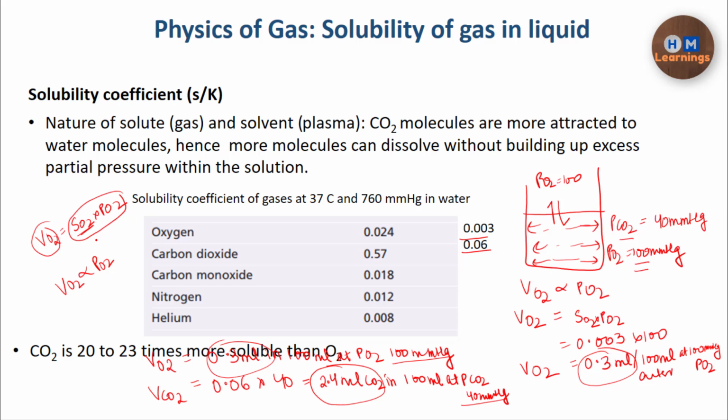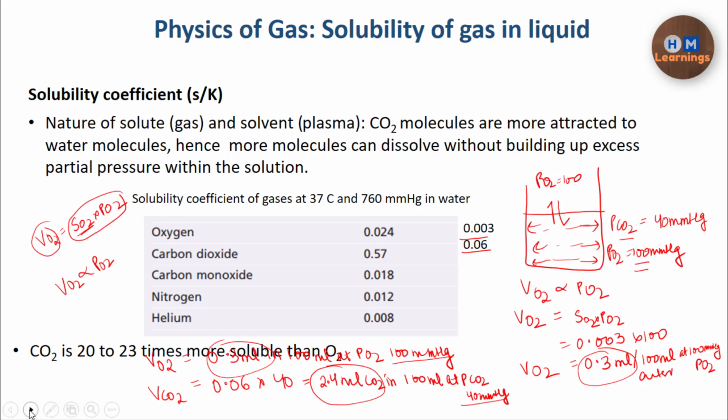because carbon dioxide molecules are more attracted to water molecules. As a result, even though the partial pressure of carbon dioxide in the atmosphere is lesser, in the environment the partial pressure of oxygen and carbon dioxide is different. The partial pressure of oxygen in the environment is around 150 mmHg, whereas for CO2 it is only 0.3 mmHg. But still, in the blood you can see that there is more carbon dioxide soluble than oxygen, and the answer is because of the solubility coefficient, because of the way they are interacting with the water molecules.